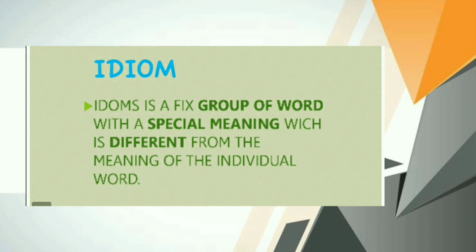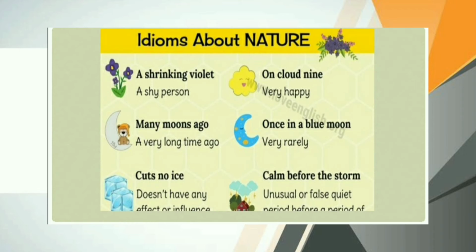Idioms. An idiom is a fixed group of words with a special meaning, which is different from the meaning of the individual words. We have examples of idioms about nature. A shrinking violet, a shy person. Many moons ago, a very long time ago. Cat's eyes, doesn't have any effect or influence. On cloud 9, very happy. Once in a blue moon, very rarely. Calm before the storm, an unusual or false quiet period before a period of trouble.